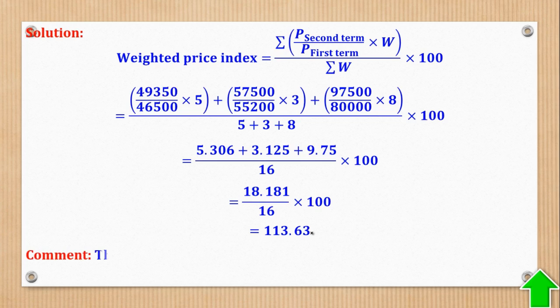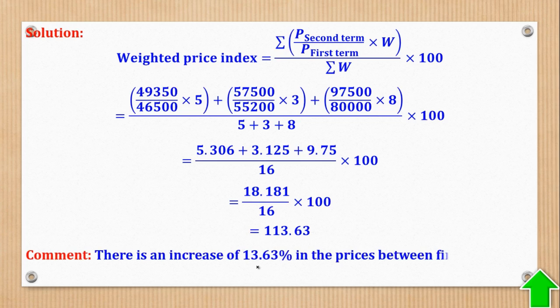But they also wanted a comment, so the difference is 13.63, therefore the comment would be there is an increase of 13.63% in the prices between first term and second term.